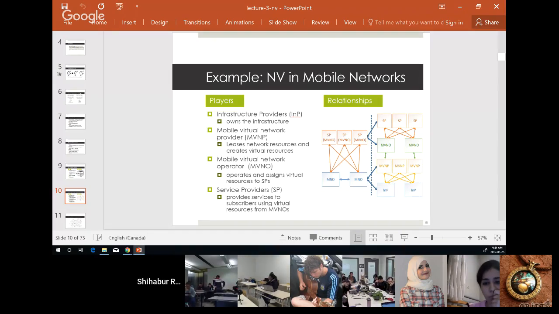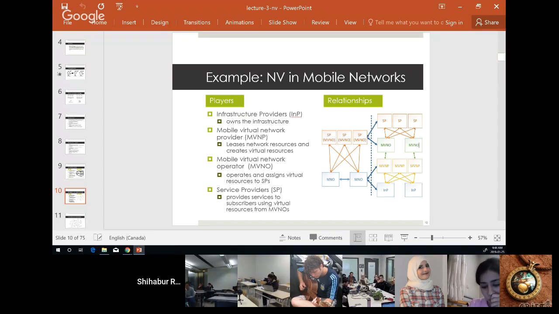Here, what do you call the hypervisor, which partitions the resources? In the later slides, you said something about the hypervisor, which partitions the resources and provides it to the services and all. So that is done by the virtual network operator, right?